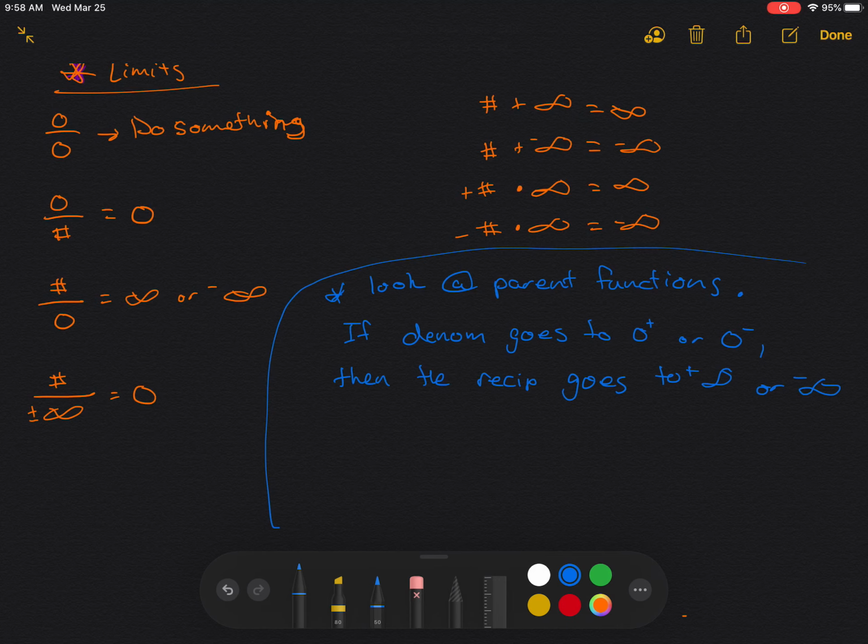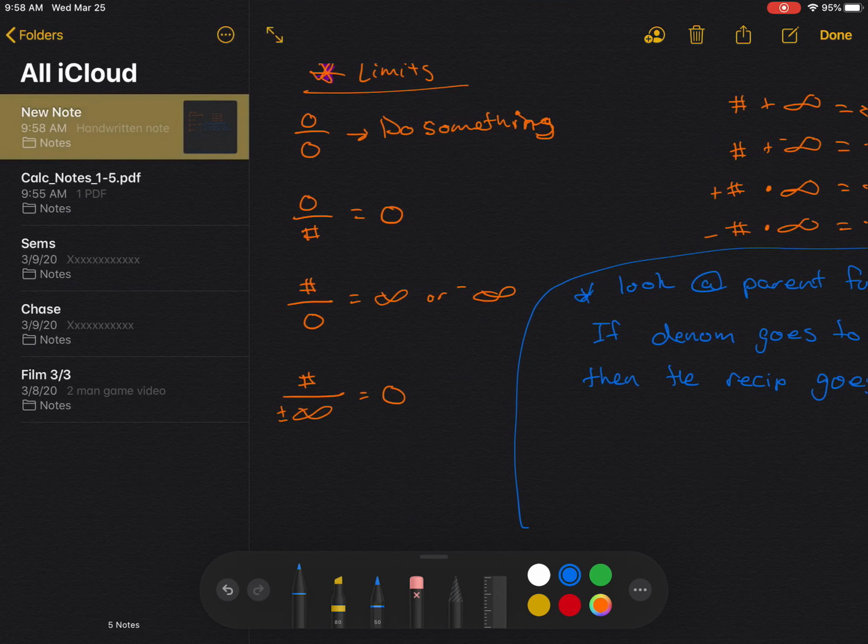That's like we were talking about with the sine. We saw that the sine approached 0 from the negative side, or from below. So the reciprocal, cosecant, we knew was negative infinity because sine approached it from below. If it was going to approach from above, it would be positive infinity.